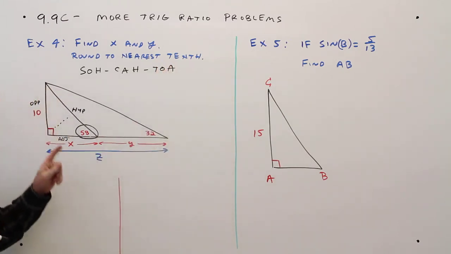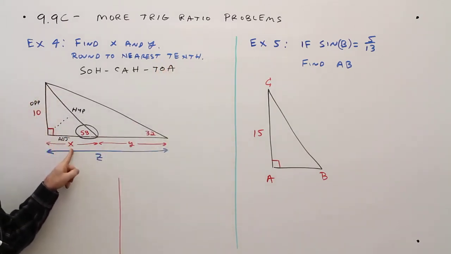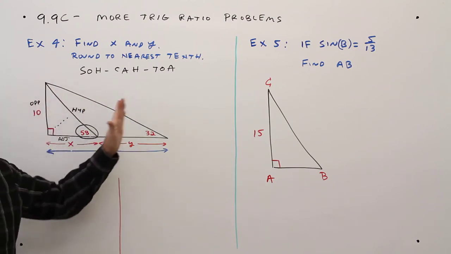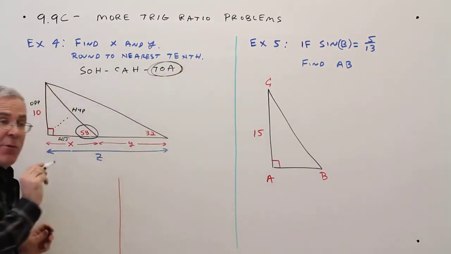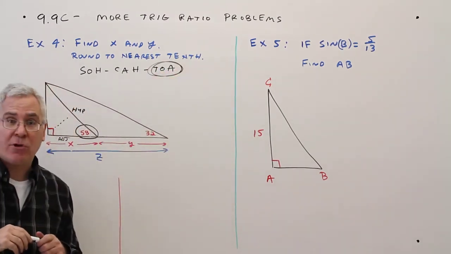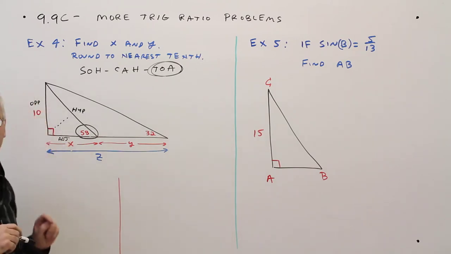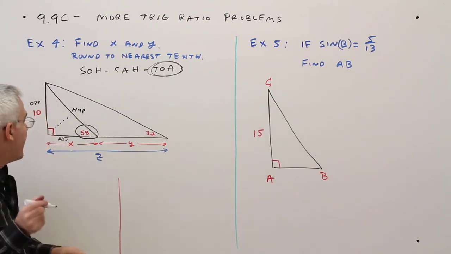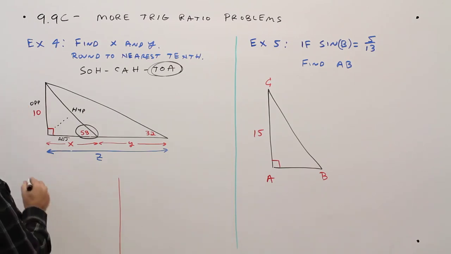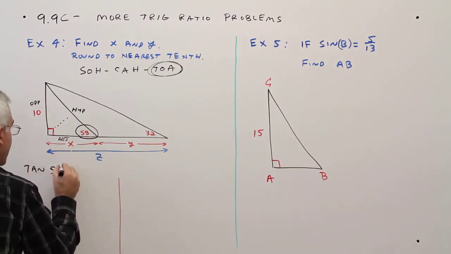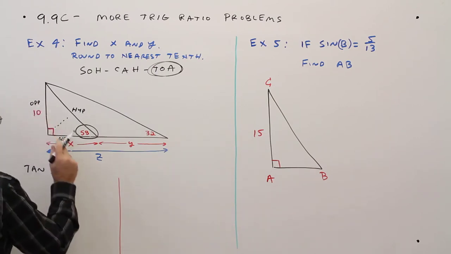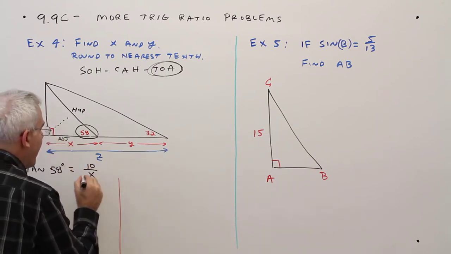So somebody I know and somebody I'm looking for. Opposite and adjacent. Who has opposite and adjacent? Well, it's tangent. So that's how I know which trig ratio to use. Somebody I know and somebody I'm looking for. All right, so I'm going to set up an equation with tangent. The tangent of 58 degrees equals opposite over adjacent, 10 over x.